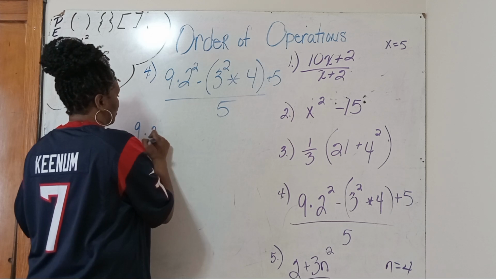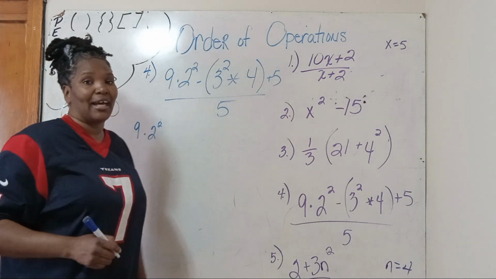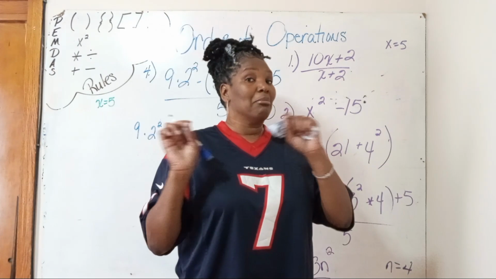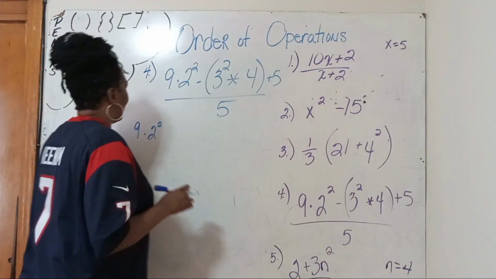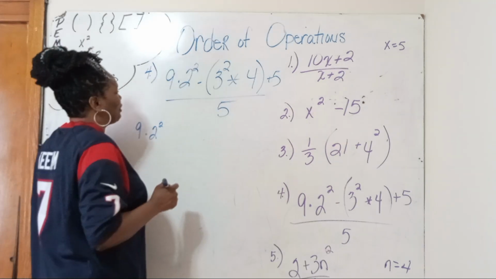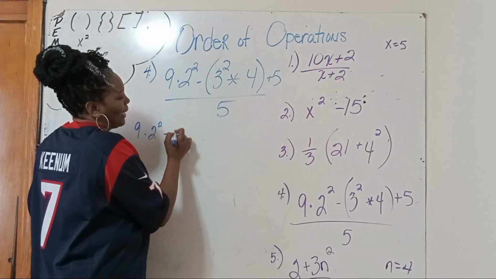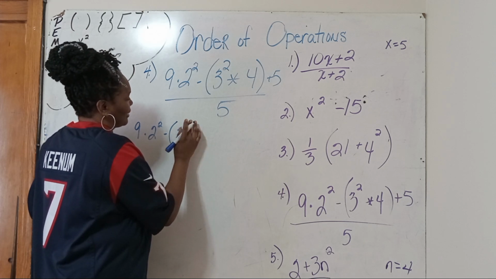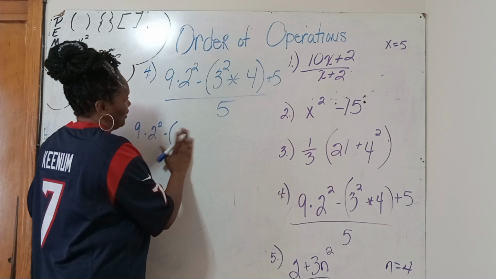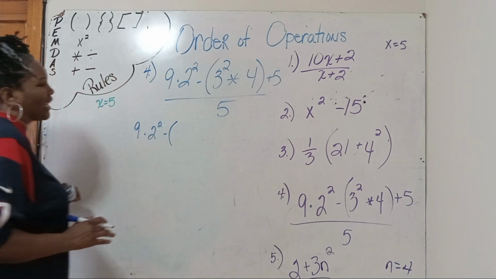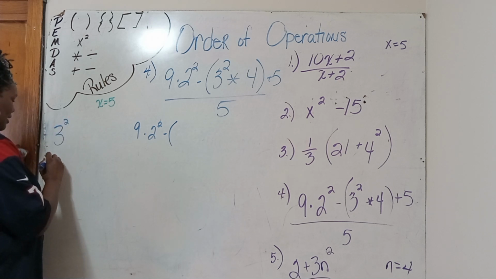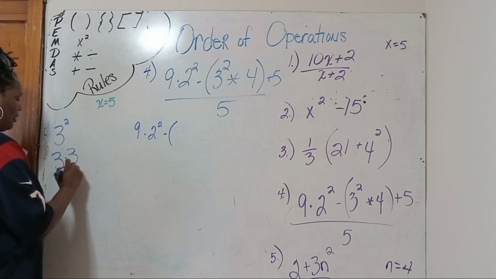9 times 2 to the second. You better not say, oh, I already know. We go step by step, okay? 9 times 2 to the second minus 3 to the second times 4. All right. So we got 3 to the second. 3 to the second is nothing more than 3 times 3, which is what?